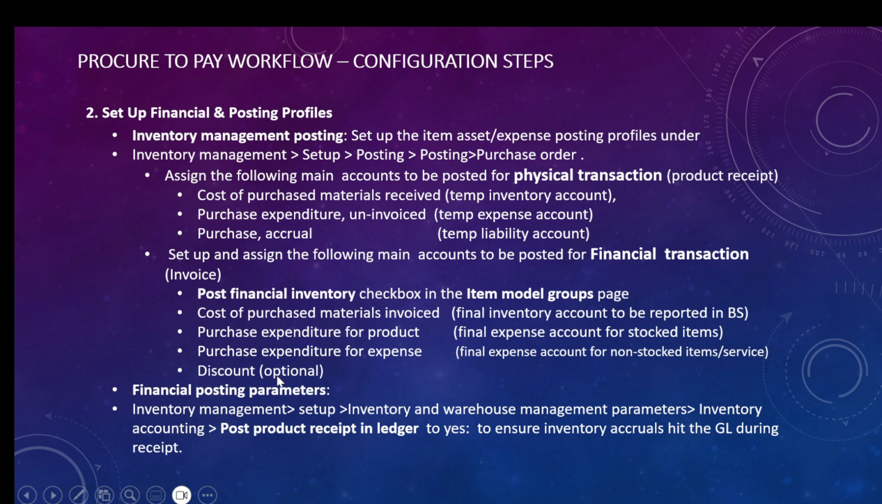And discount is again optional. If the vendor gives a discount, we can park the discount under this so that it becomes visible as part of your P&L statement. Okay. And then the financial posting parameter, we have already done this. Post product receipts in ledger is set to yes, we have ensured that. So these are the two things which we are going to set up now. Okay, let me do this. Please hold on for a sec.